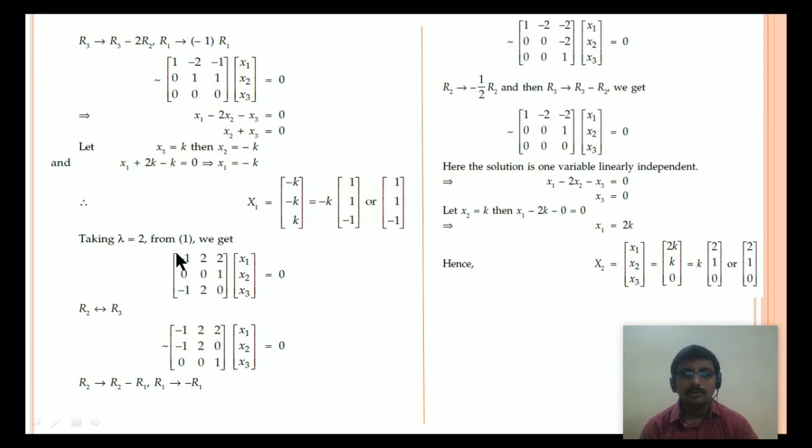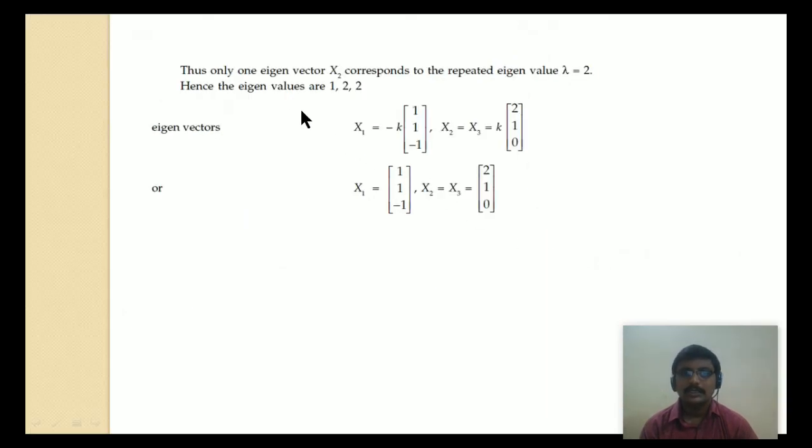Now taking lambda equal to 2, same as above, interchanging the rows and applying the row operations, the equivalent matrix can be reduced into row echelon form. Clearly the rank is 2 here. We have to assign one variable as k. Let x2 be k here, x3 is 0 and x1 becomes 2k. Thus we will have another eigenvector, that is x2. Thus there is only one eigenvector x2 corresponding to the repeated eigenvalue lambda equal to 2.